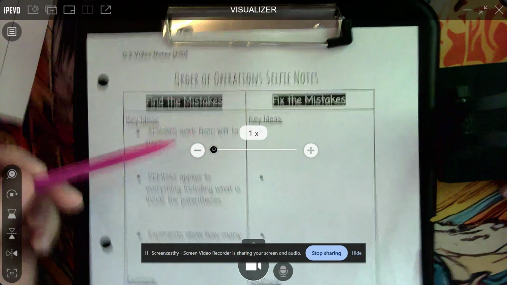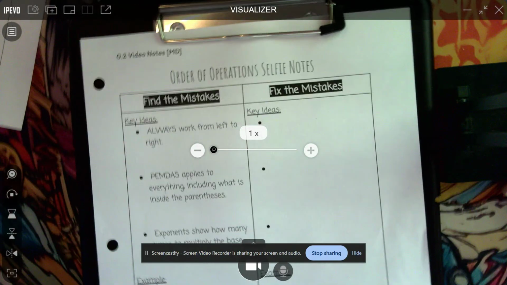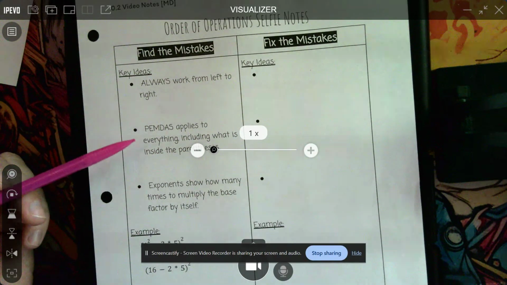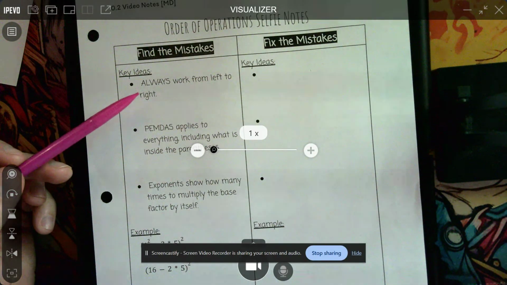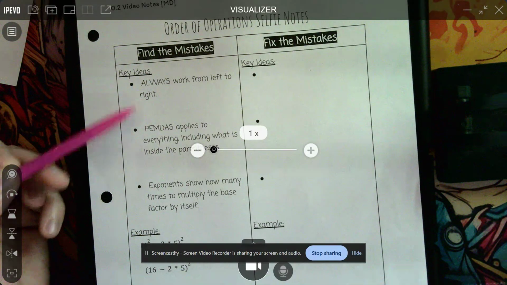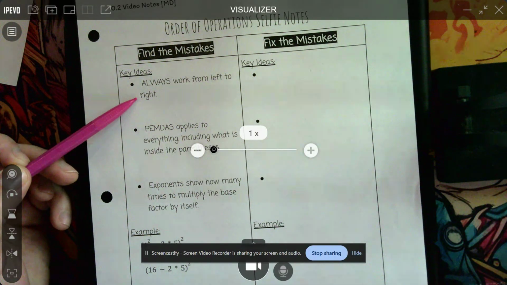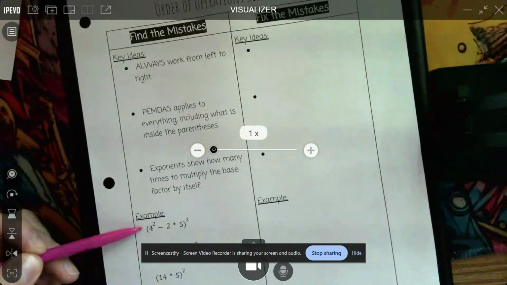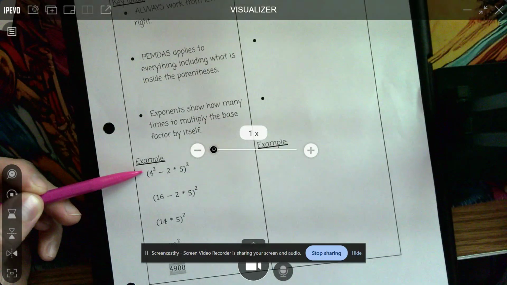So on the left-hand side, there's going to be some mistakes that we're going to see here. For instance, we have 3 bullet points. These are kind of like key ideas or vocabulary, and we need to find which of these is the lie. So there are 2 truths and 1 lie in the key ideas. And on the bottom, the example is always wrong, and we have to fix it.